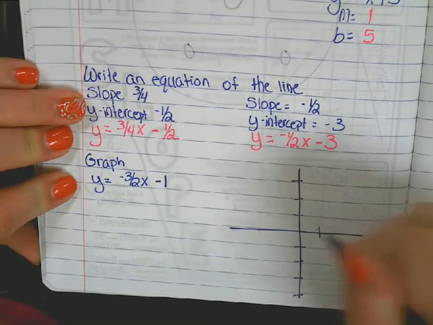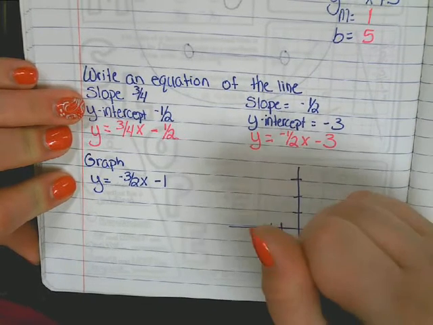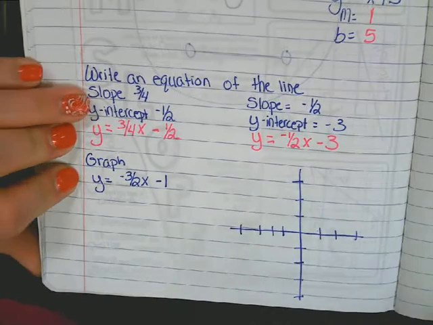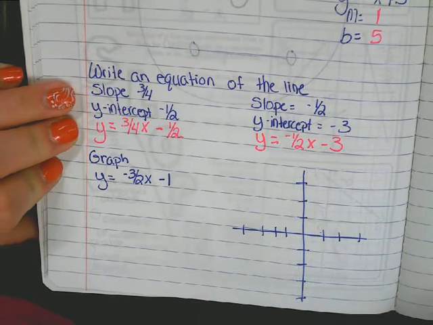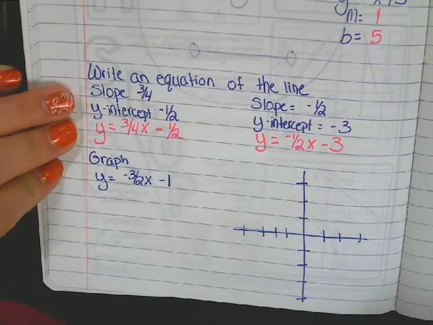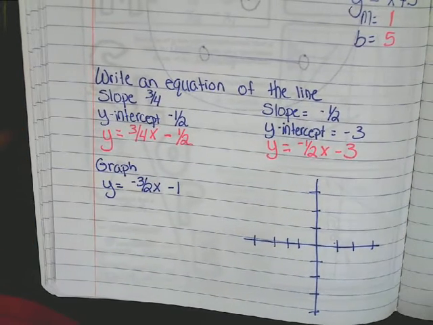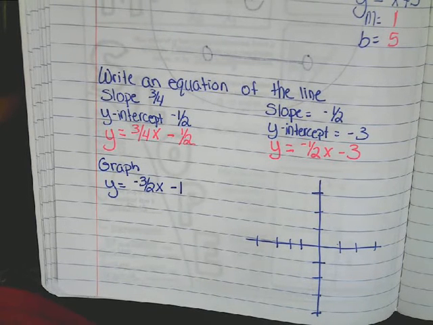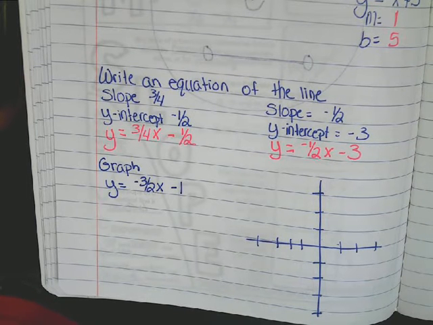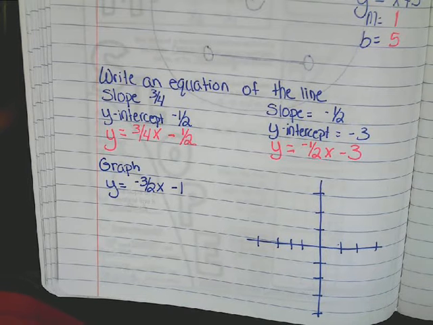So when I graph, I'm going to start at my y-intercept. Because what does intercept mean? When you hear the word intercept, what do you think? Like what, Travell? You've got it. What's that word? When they cross each other. So the y-intercept is where it crosses the y-axis.